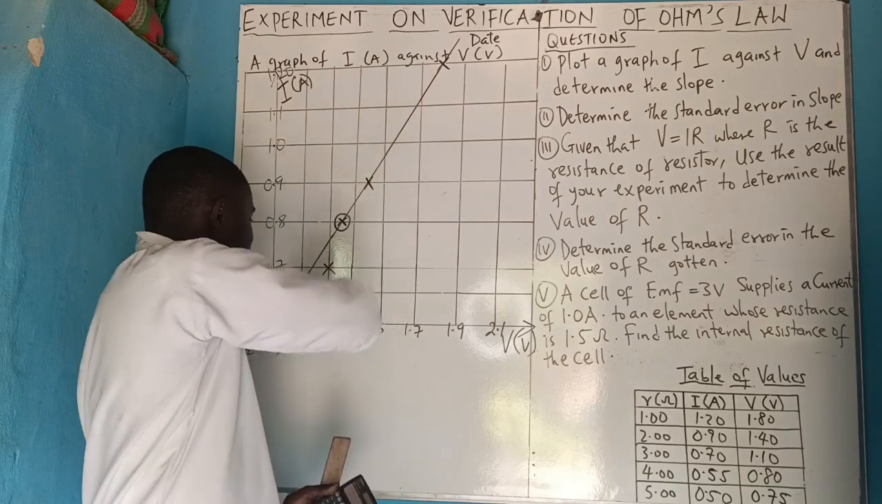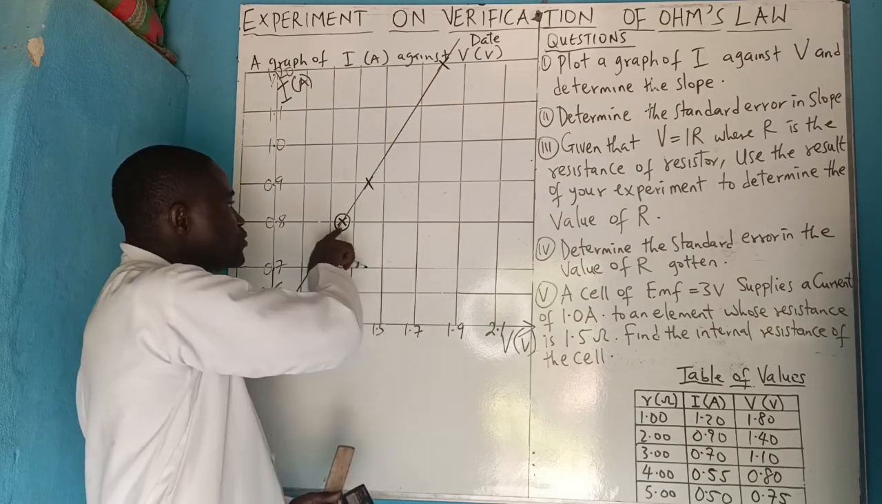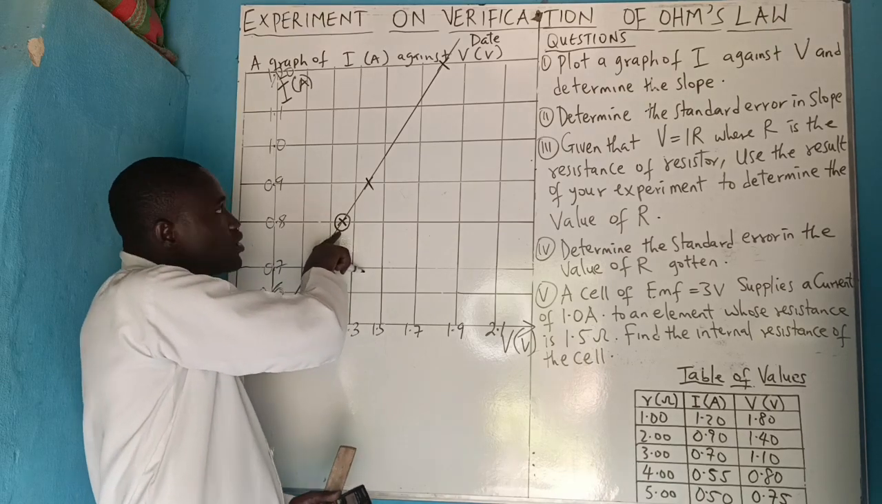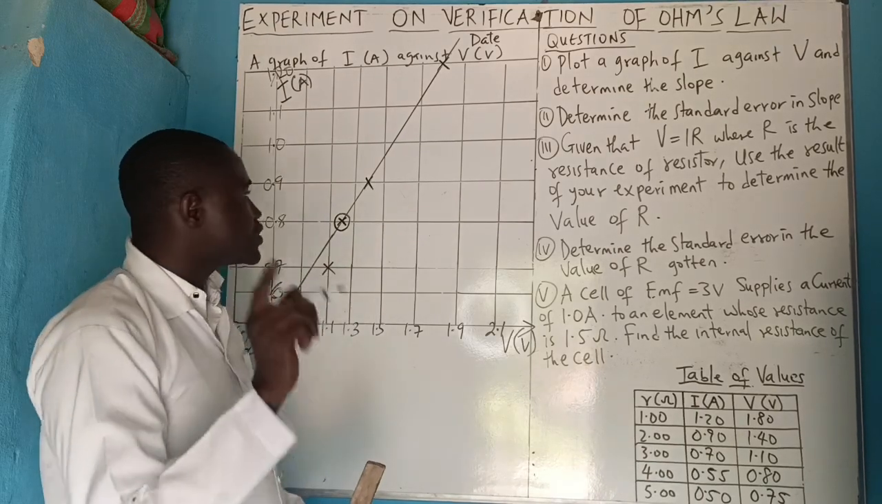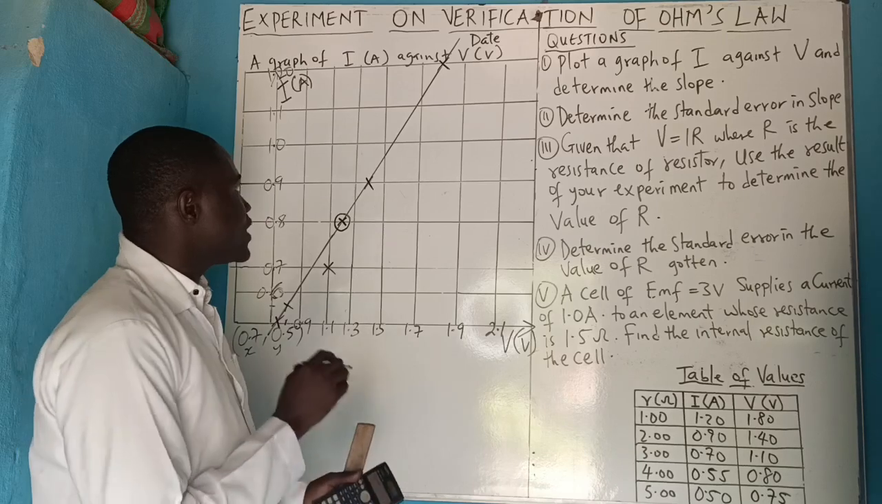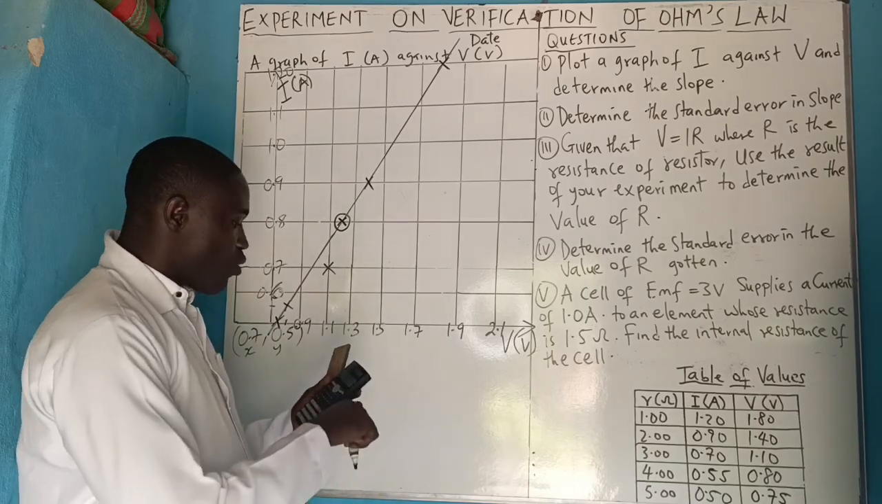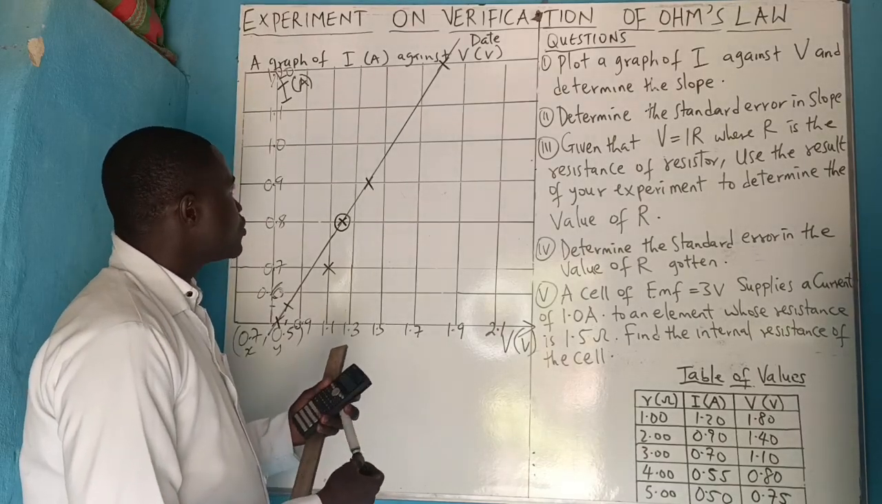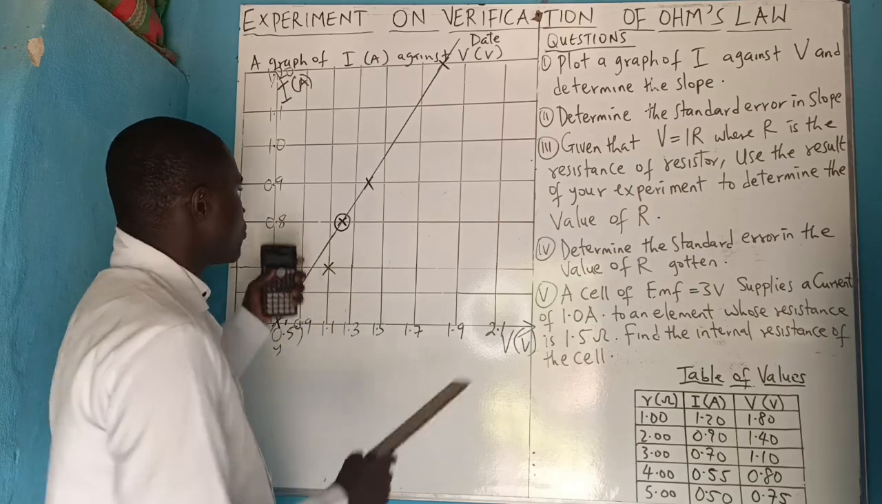So we have gotten our line of best fit. It must pass through that centroid. It must pass through that what? Centroid. So when we are done with that, we have to get our what? Slope.